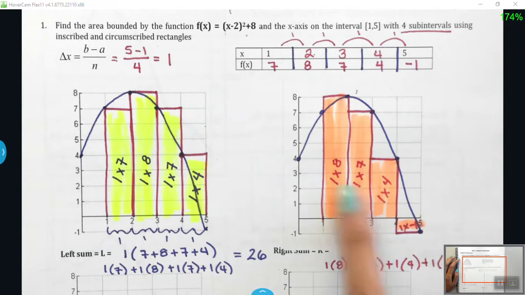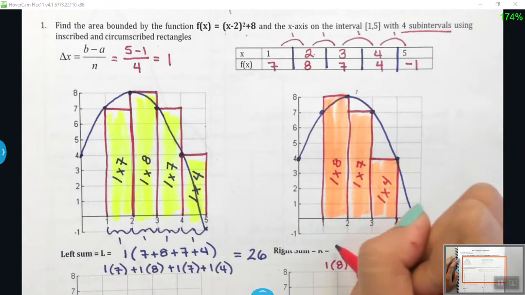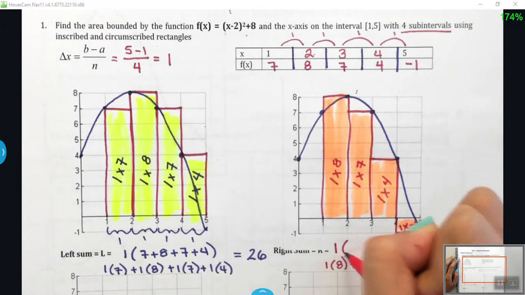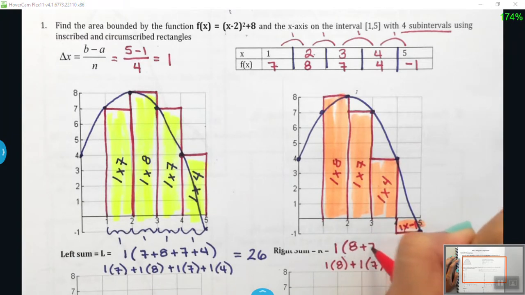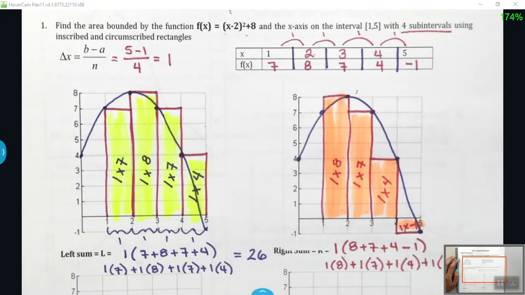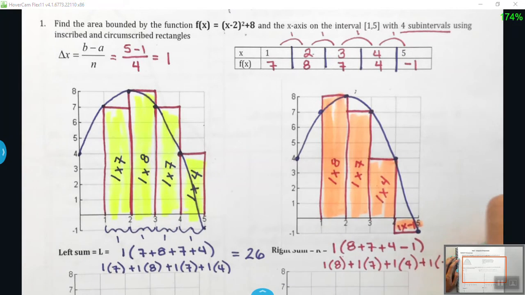Same thing as the visual up here. Since the interval is the same, you could leave the 1 out and just multiply all of the heights. And then that would equal 18. Okay. Questions? So that's the left sum and the right sum.